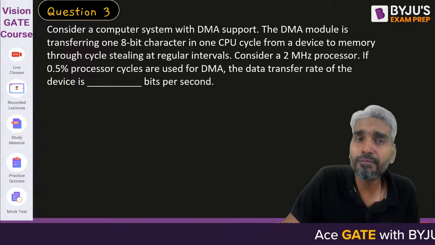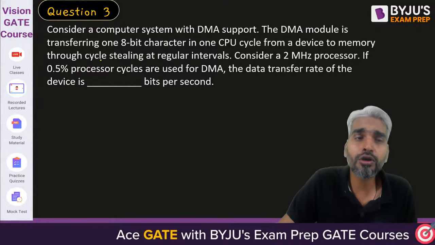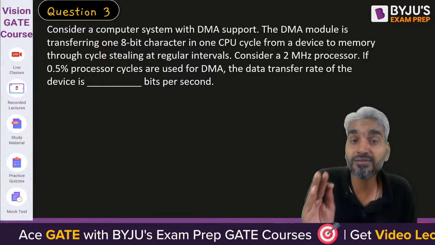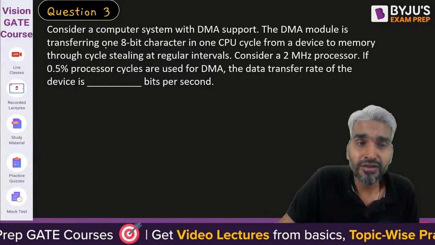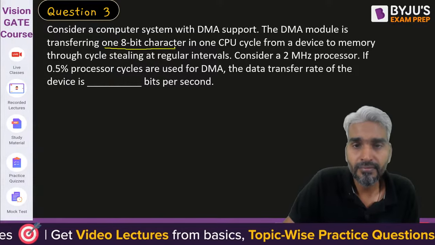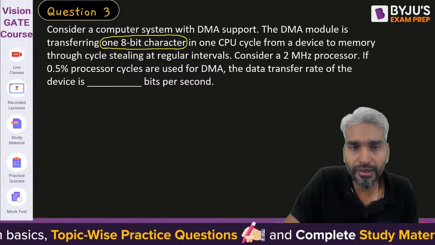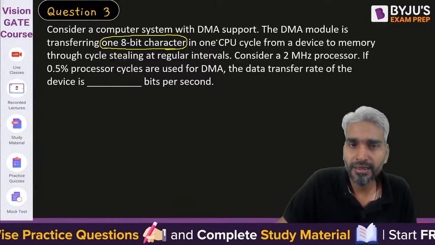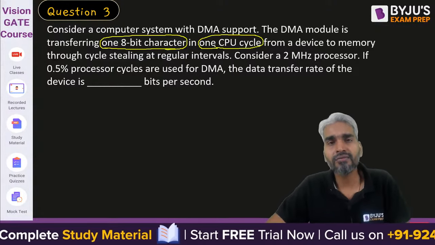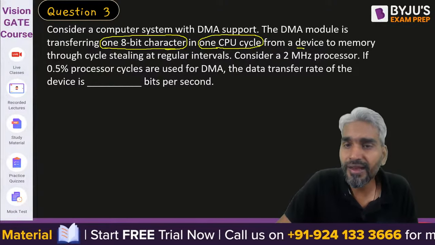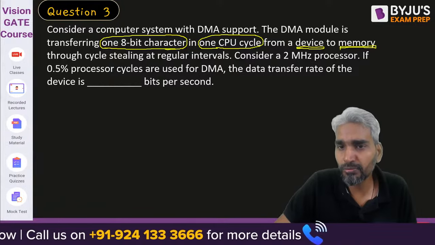So consider a computer system with DMA support. So okay, you have a computer in which DMA support is available. The DMA module, please try to understand how you analyze whether the question is of cycle stealing. So sir, the DMA module is transferring one 8-bit character. Okay, so it is transferring one character in one CPU cycle. From where? Sir, from the device, from the disk or the device to memory. From device to memory, that is, IO device to memory.